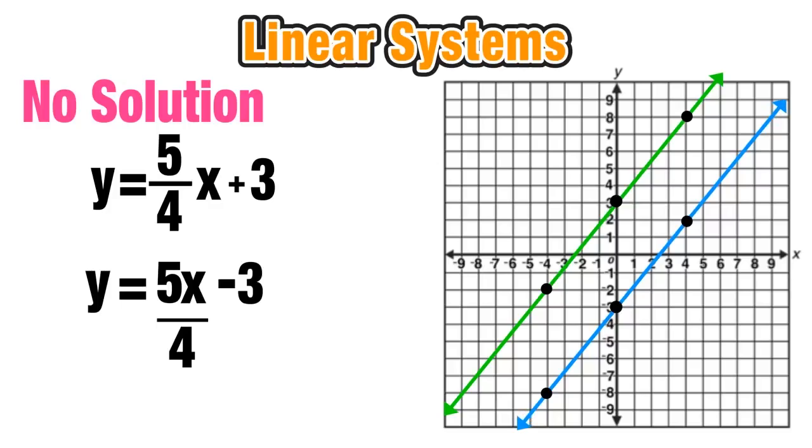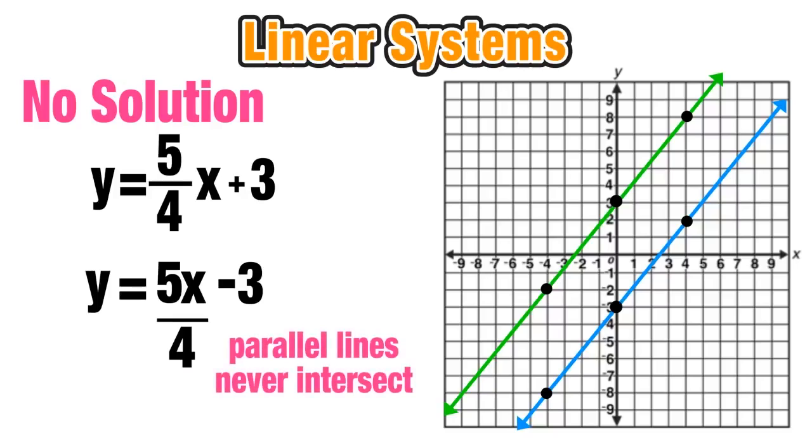Notice here that these two lines have the same slope, positive 5 over 4. That means that they are parallel, and we know that parallel lines never intersect. Therefore, this system will have no solution.